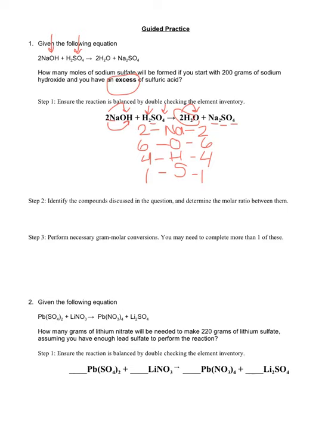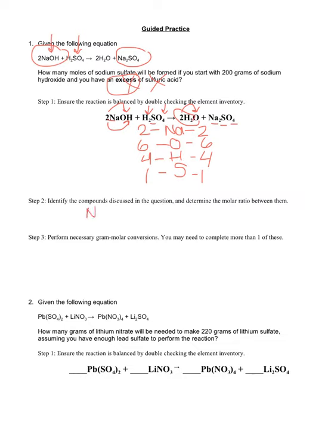So our second step is going to identify the compounds that they're discussing and determine the mole ratio between them. So if we look at the question, they're saying how many moles of sodium sulfate, so that's going to be our first compound that we are focusing on, will be formed if you start with 200 grams of sodium hydroxide. So that's the second element we're focusing on. And they say, and you have excess of sulfuric acid. So this, I circled it before, they're just saying that you have like an infinite amount of it. It just keeps going. So we don't really need to know this compound. So we're only sticking with the 2.